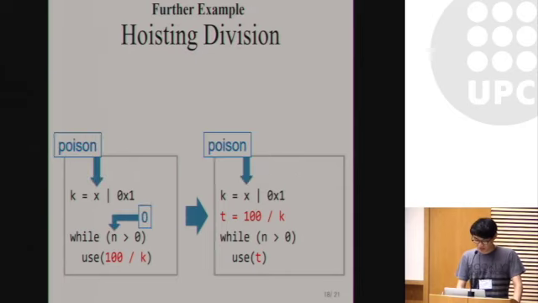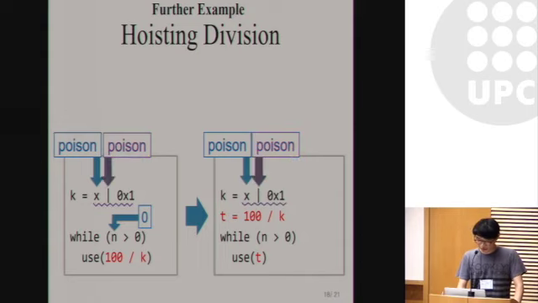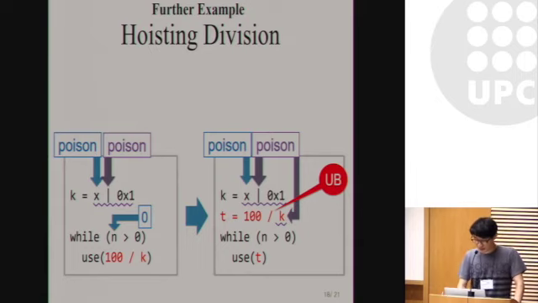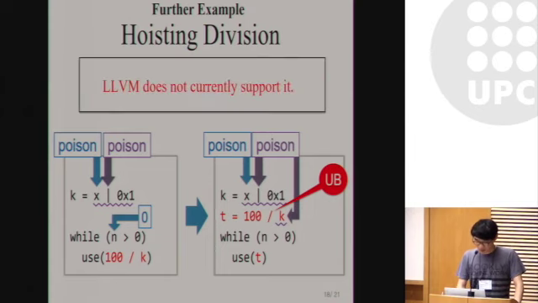To see this, suppose that x is poison and n is 0. Then bitwise OR with x propagates poison, and hence k becomes poison. In the source, nothing happens because n is 0, and thus the loop does not iterate. However, in the target, division by poison happens before starting the loop, and it raises undefined behavior. Due to this inconsistency, currently LLVM does not support this optimization, which used to be supported.